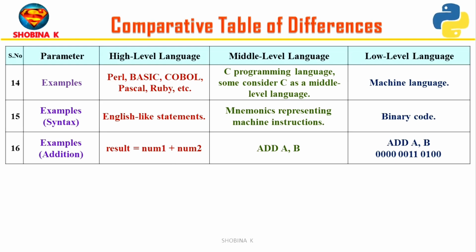For machine language, let's assume the same example, that is add a comma b. And we have two registers a and b. And we need to add the content of a and b and store the result in a. In machine language, this could be encoded as 0000, 0011, 0100. The opcode for add is 0000. In register A, we have 0011. In register B, we have 0100. This binary code instructs the processor to add the content of register A and register B and store the result in register A. Note that the actual encoding can vary between different machine architectures, so the given is just a simplified example.